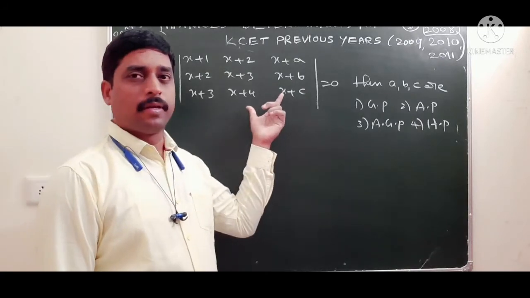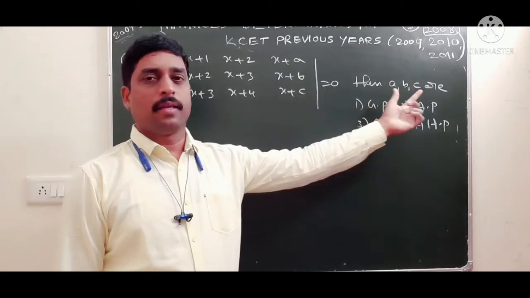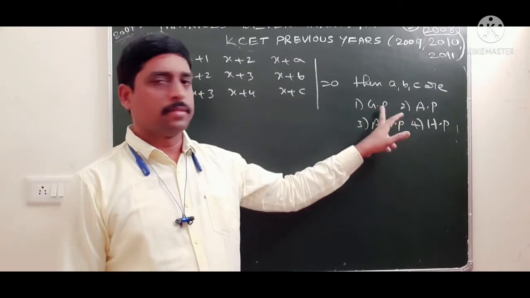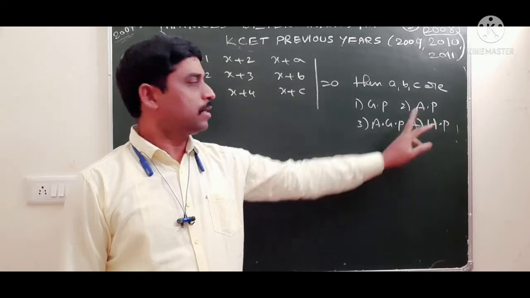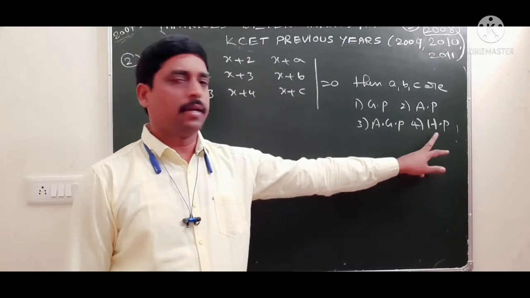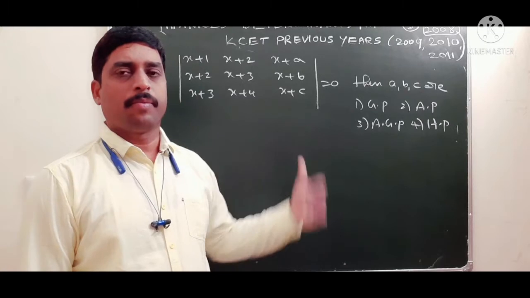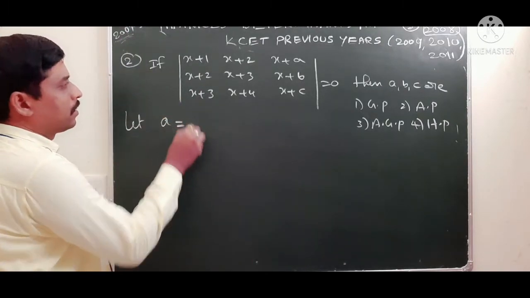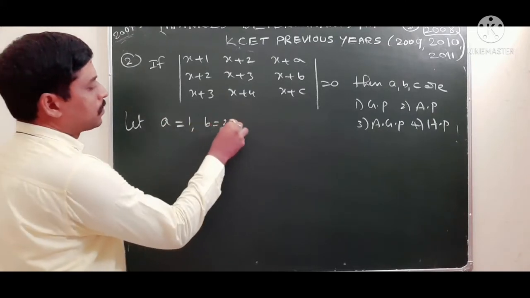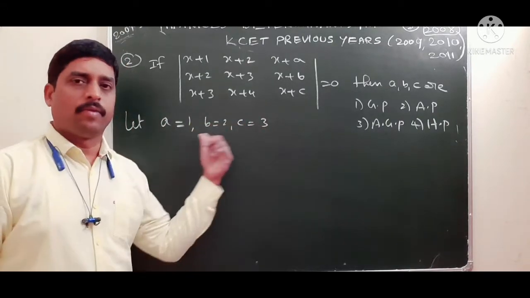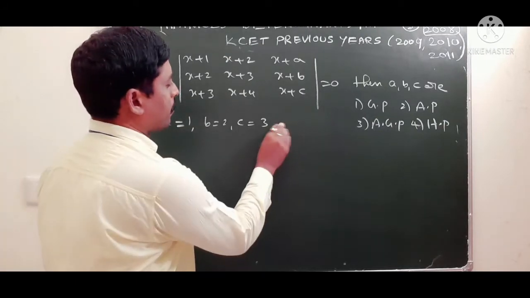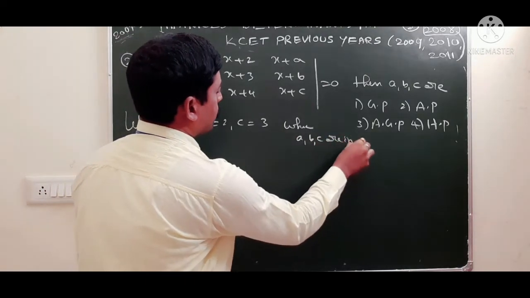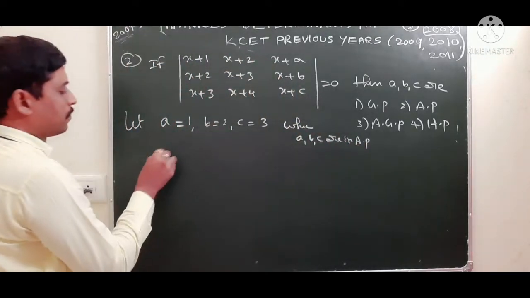Now let us explain this question from 2009. What is given? Det is equal to 0. Then A, B, C are in what? The options are GP, geometric progression, AP, arithmetic progression, arithmetic geometric progression, and harmonic progression. This type of problem is solved by using substitution. So let us take A is equal to 1, B is equal to 2, C is equal to 3, where 1, 2, 3 are in AP. Then find the det value.